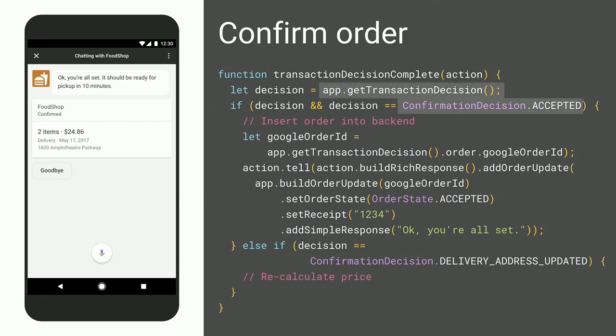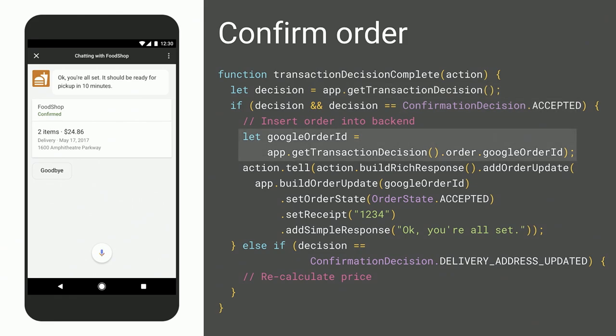So here you get the user's decision, and if the user has accepted, then you'll likely call your backend to create or persist the order, and likely call your payment processor to authorize the card or charge the card. Finally, you need to send a response back to the user, again confirming that the order has been successfully received by your app, and you give them the current state of that order.